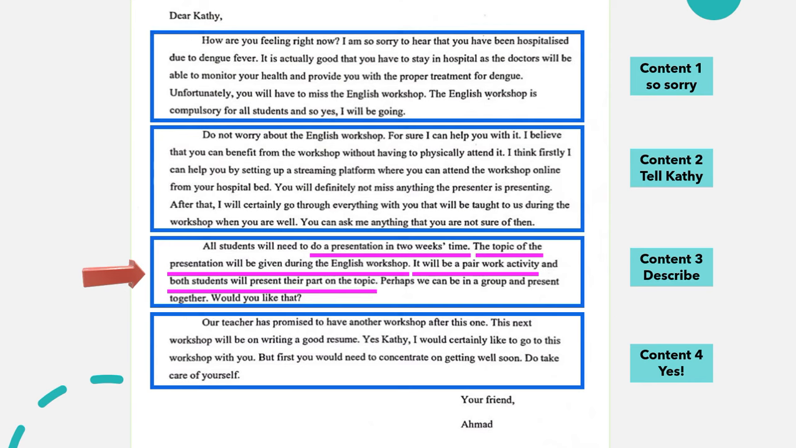Describe. To get marks for content points, you will need to describe the presentation that the students will need to do. And here you can see that I have provided at least 4 different descriptions of the presentation. They are: do a presentation in 2 weeks' time. The topic of the presentation will be given during the English workshop. It will be a pair work activity. Both students will present their part on the topic.